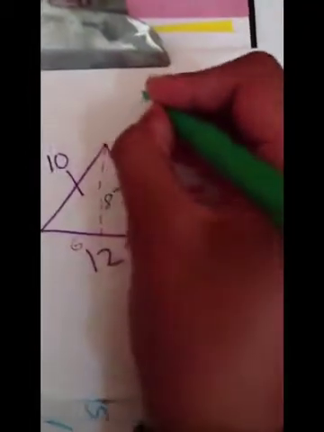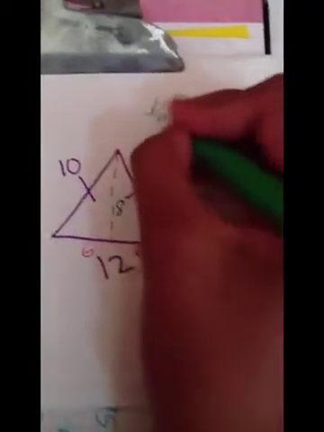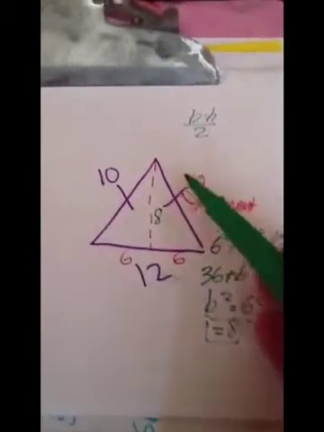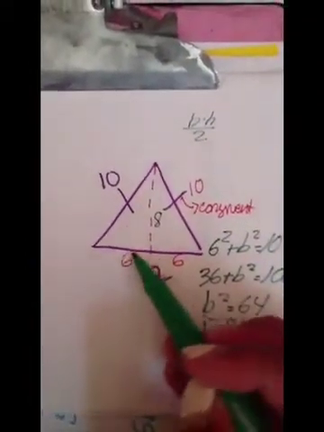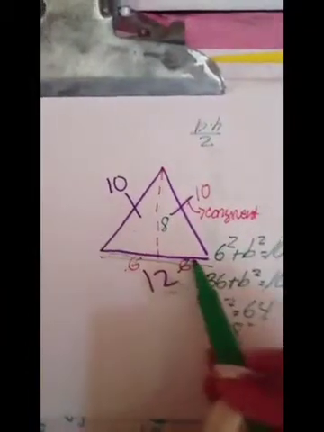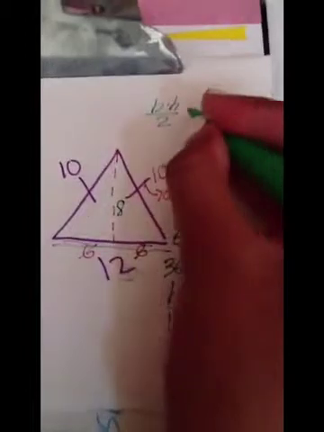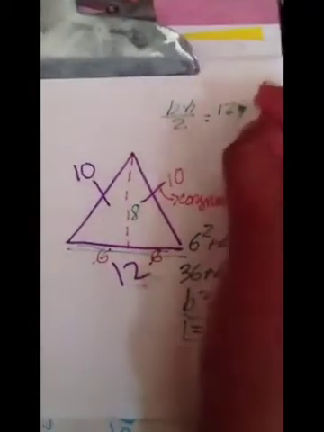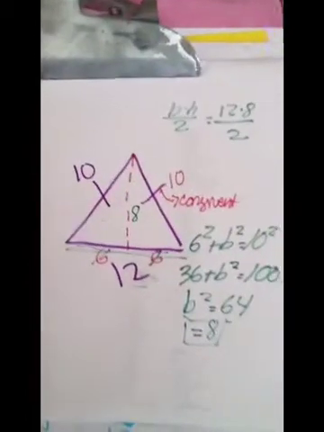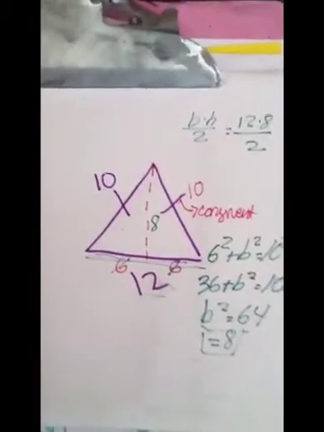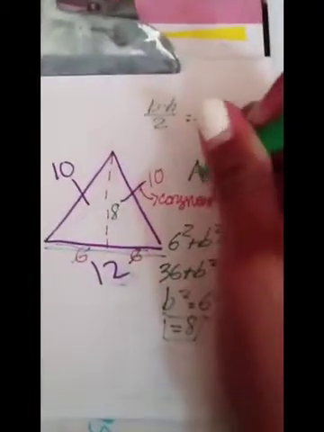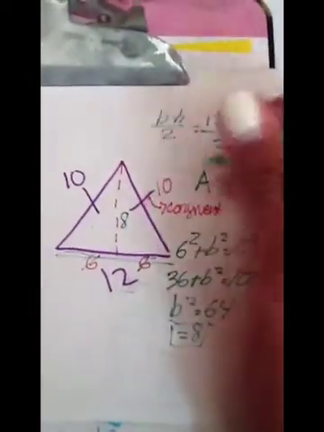Now you have to do the equation of base times height divided by 2. The base of the entire triangle, which you will be using, is not the 6's. It's the 12. The whole base of the triangle is 12. So you will do 12 times 8 divided by 2. 12 times 8 divided by 2 gives you an area of 48.